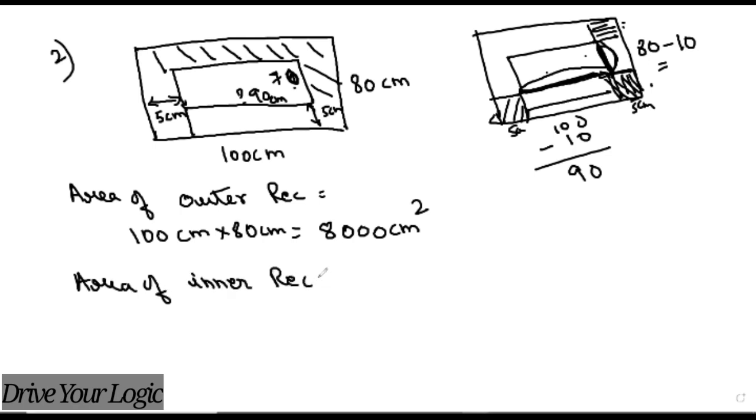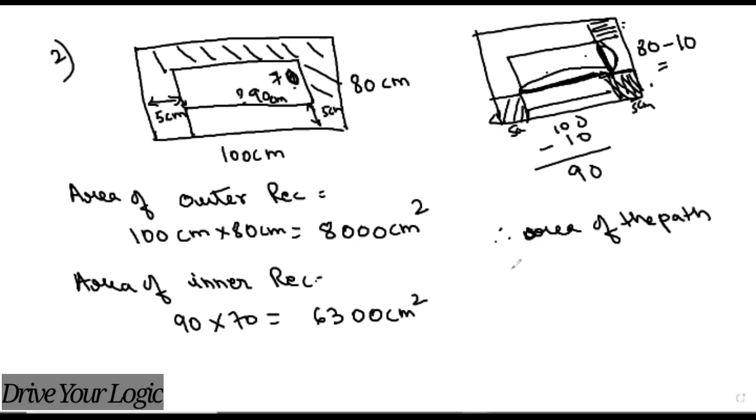Now, area of inner rectangle is how much? We got 90 into 70. So that is 6300 centimeter square. Now like the previous sum, same way, outer minus inner, you will get the path. So therefore, area of the path is equals to how much? 8,000 minus 6300, which is equals to 1700 centimeter square. Clear? So these sums are very important in measurement chapter.